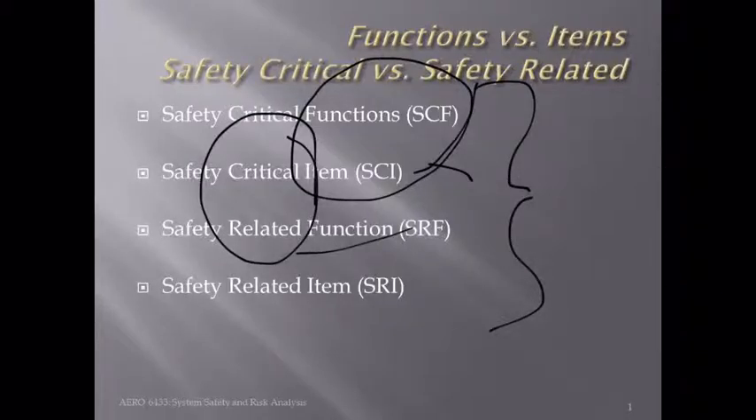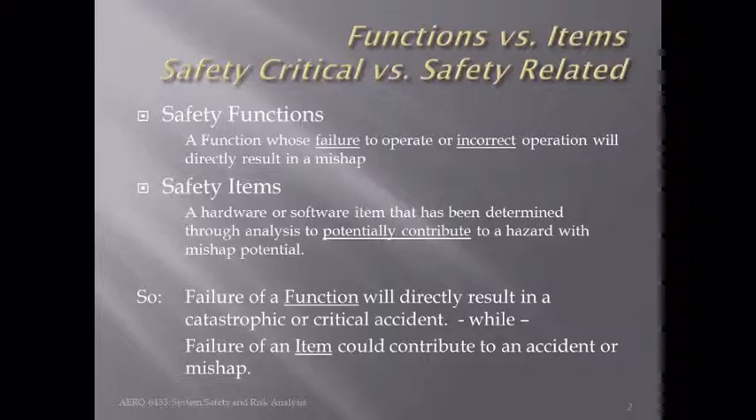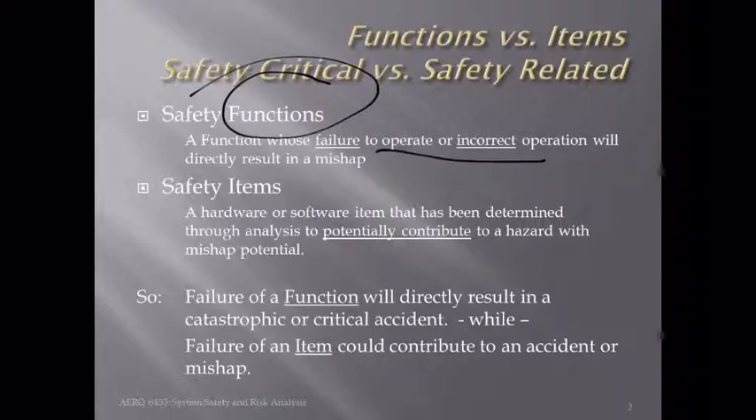Between functions and items, a safety critical function, or a function, let's say. A function is something that a system does. It's the means by which the system operates to accomplish its goals. Raise and lower the landing gear in an airplane is a function. Provide oxygen to occupants of a passenger-carrying submersible is a function. To guide a missile to the target is also a function. Failure of a function will directly result in a mishap.